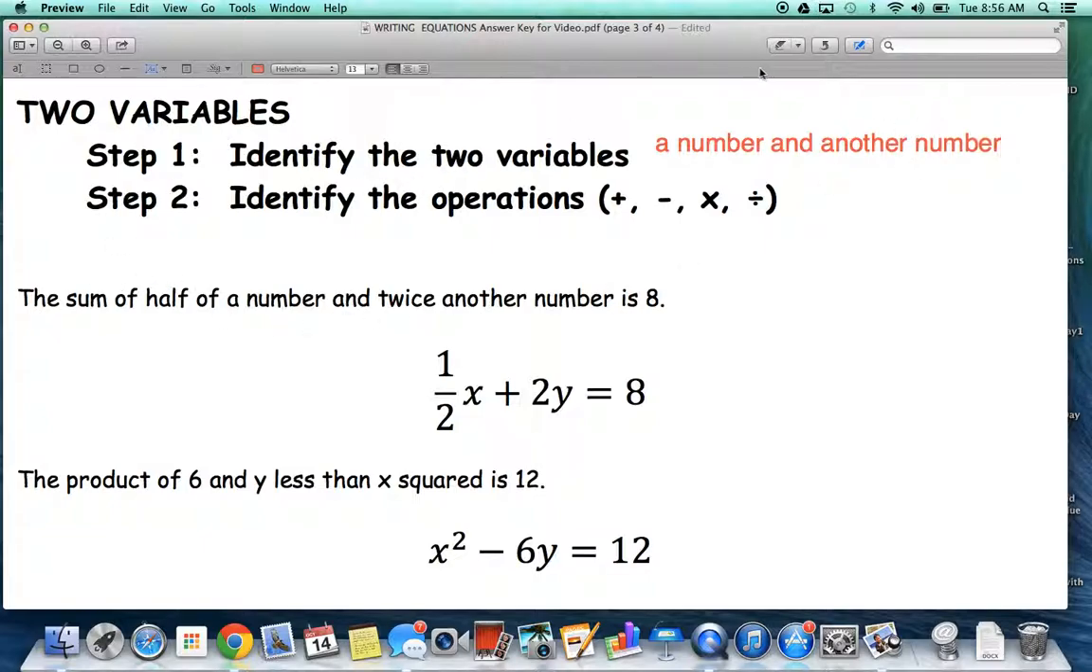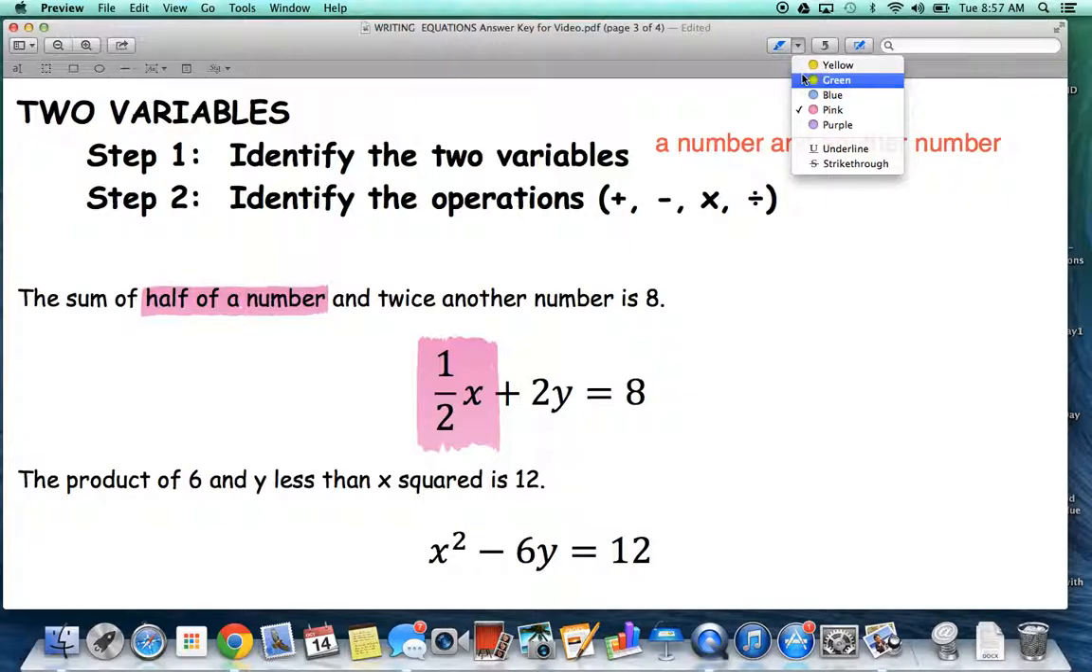So the first problem says the sum of half a number and twice another number is 8. So that tells me I've got two variables, and I chose X and Y for my variables today. So when it says half of a number, that's going to be 1/2 X. Remember, sum is plus, so I put an addition sign. And then twice another number means I've got to pick a different number. So twice another number would be 2y. And then, of course, is 8 is going to be equals 8.